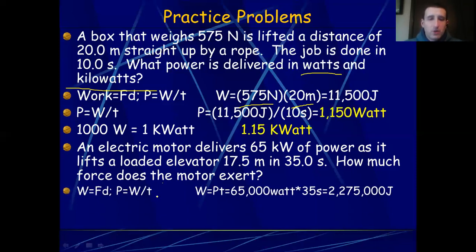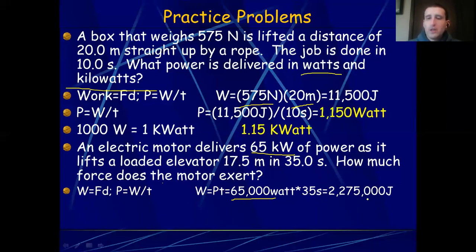This time we're going to go in the opposite direction, right? We start with power and our goal is to find force. So we're going to use power to find the work. And then once we have the work and the distance, we can do work divided by distance to get the force. So we rearrange this equation. We bring the t to the other side. We have work equals PT. Here's our power from the problem, 65 kilowatts, which is 65,000 watts, times the time, which was 35 seconds.